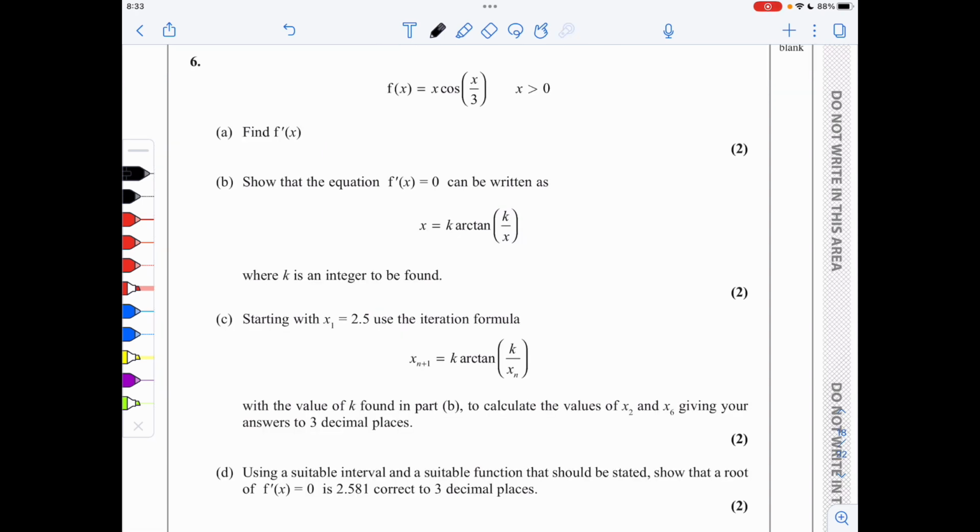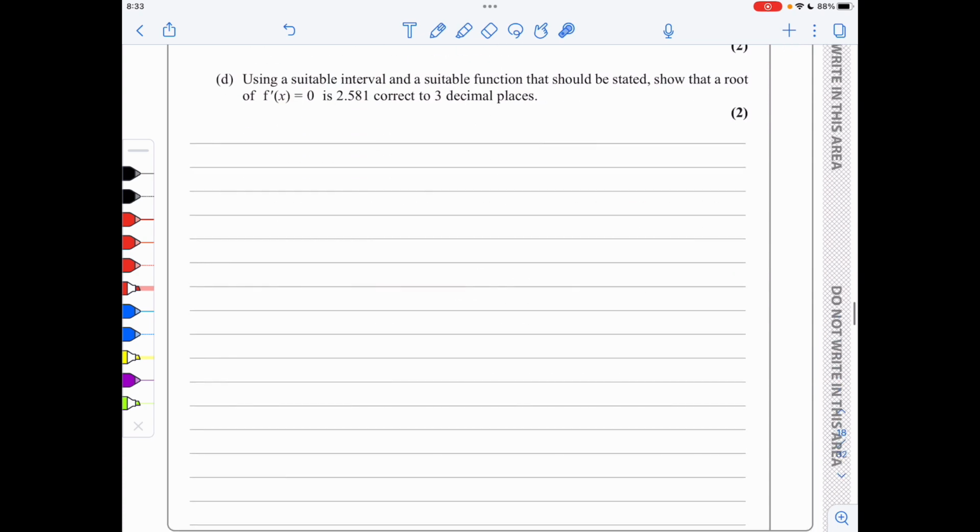Question 6, we start by being asked to find the derivative of f of x here. So I'll be using the product rule here, as we've got the product of x and cos of x over 3. So we differentiate the first one, we keep the second, cos of x over 3, plus keep the first and we differentiate the second, it's minus a third sine of x over 3. So this is cos of x over 3 minus x over 3 sine of x over 3.